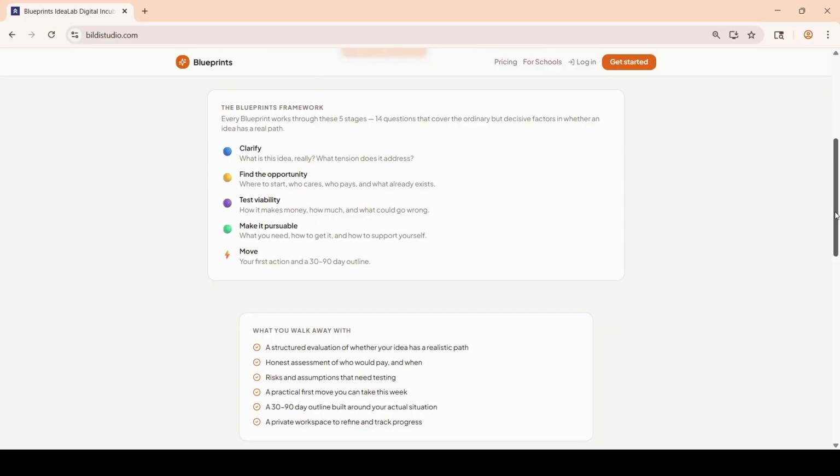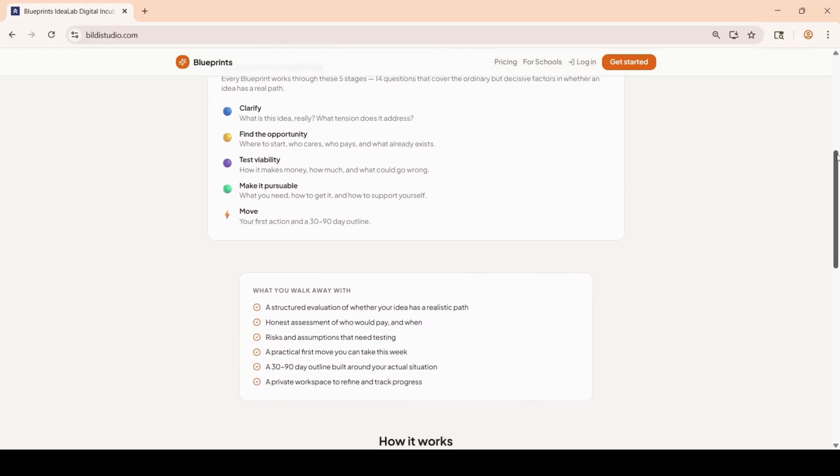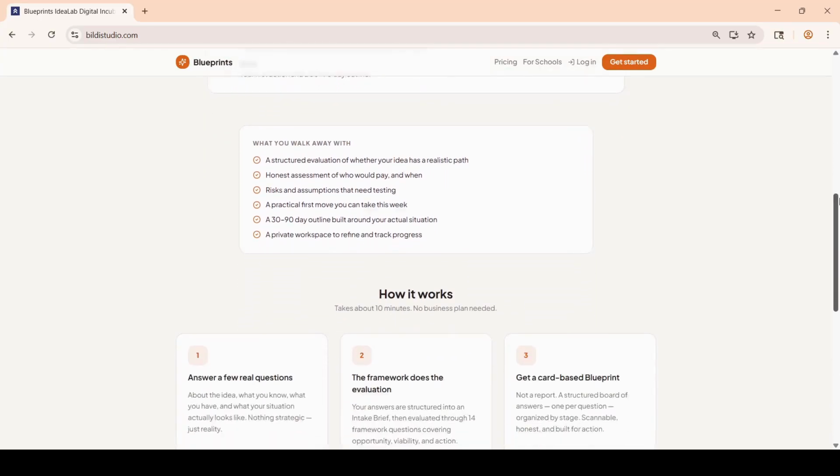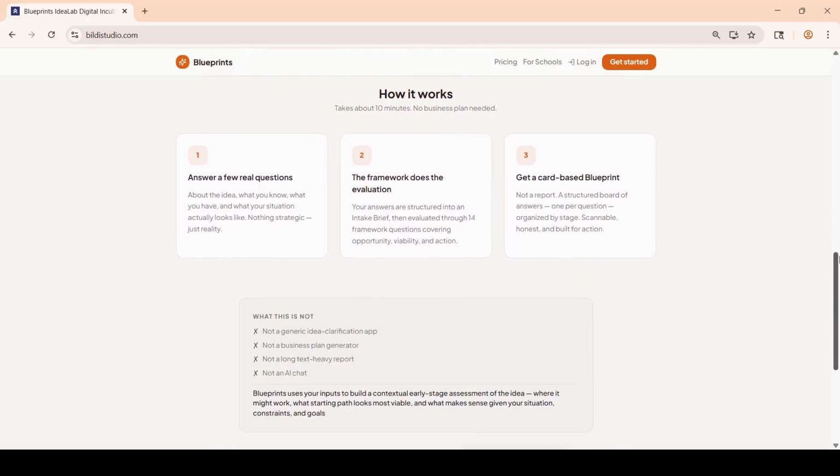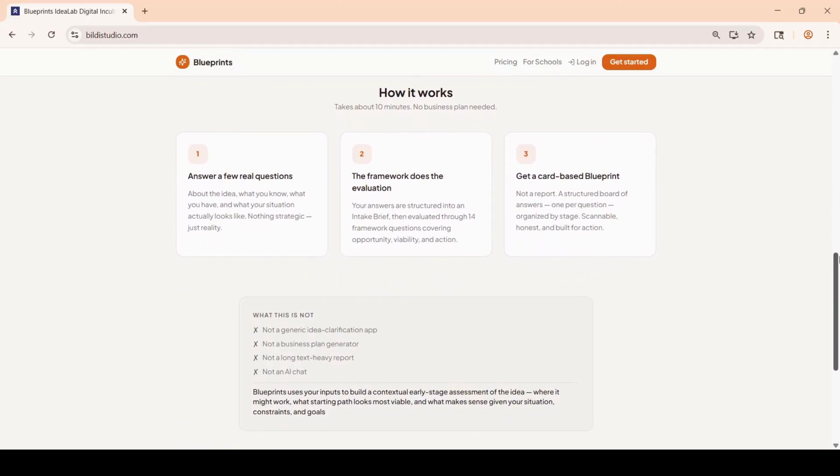The way Blueprints handles that is through a structured process. First, it asks a small set of foundational questions. Then it uses a framework to assess what is actually here. And from that, it generates a card-based blueprint that turns a vague idea into something more decision-ready.